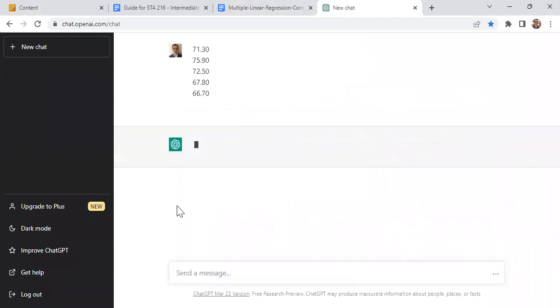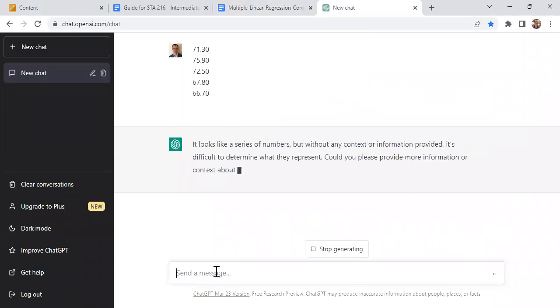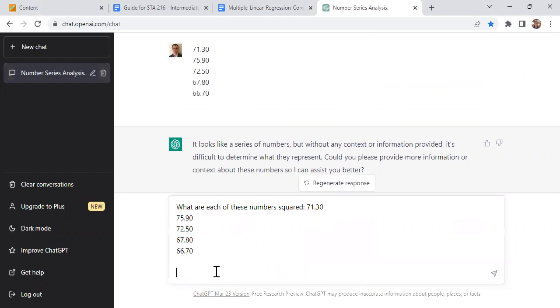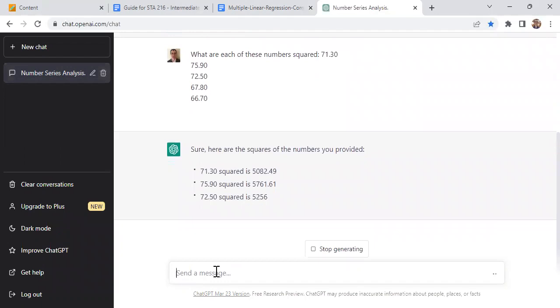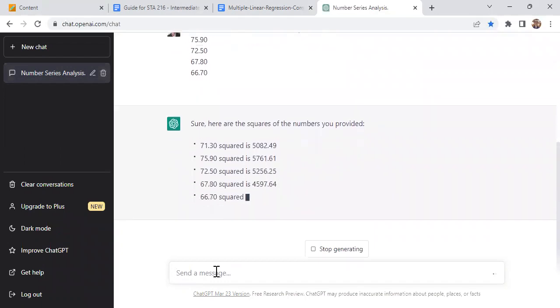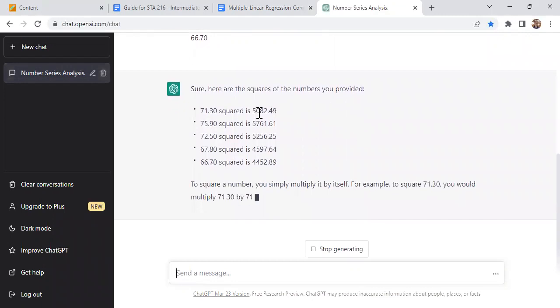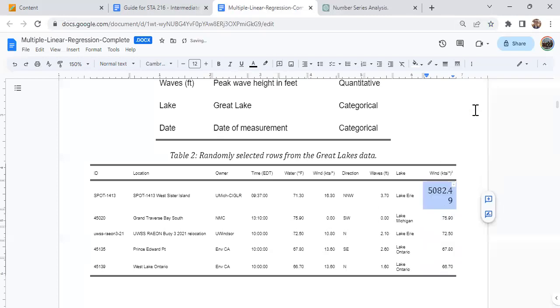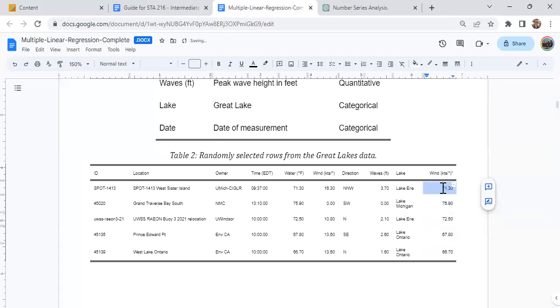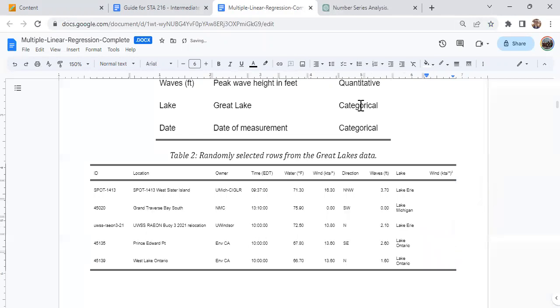Let's see if ChatGPT can help us out. Oh no. Thanks, ChatGPT. Okay. No. Not as easy.